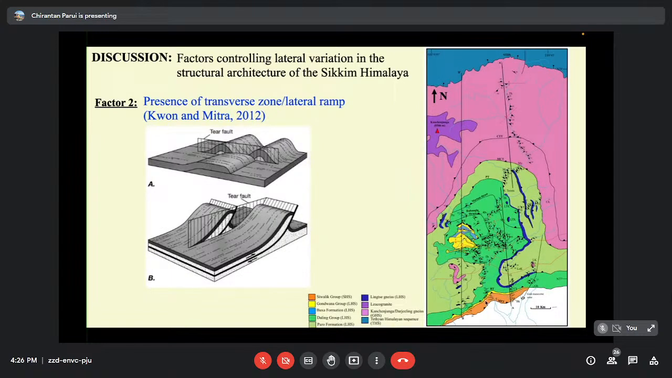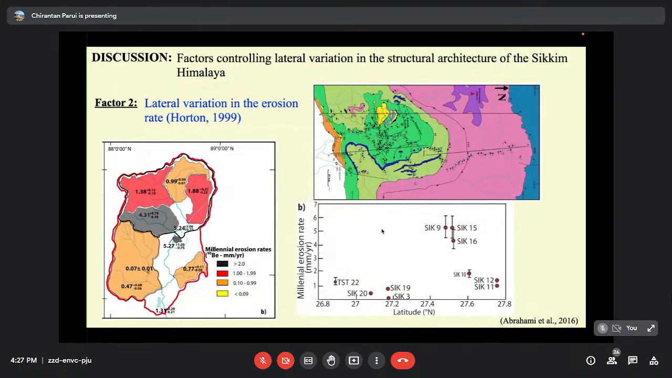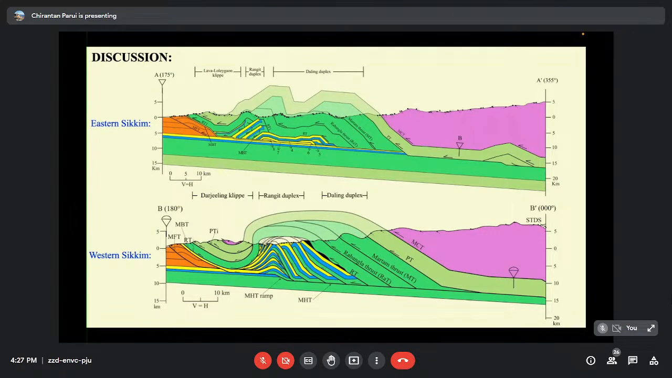There are no known transfer zones between these two transects, so therefore this also cannot explain this variation. The 10Be data shows that the erosion rate at the millennial scale did not really vary laterally much. It varied from north to south. Therefore, the lateral variation in the erosion rate may not have played a role in this lateral structural variation in the Sikkim Himalaya. So now let's look at the cross-section more carefully.